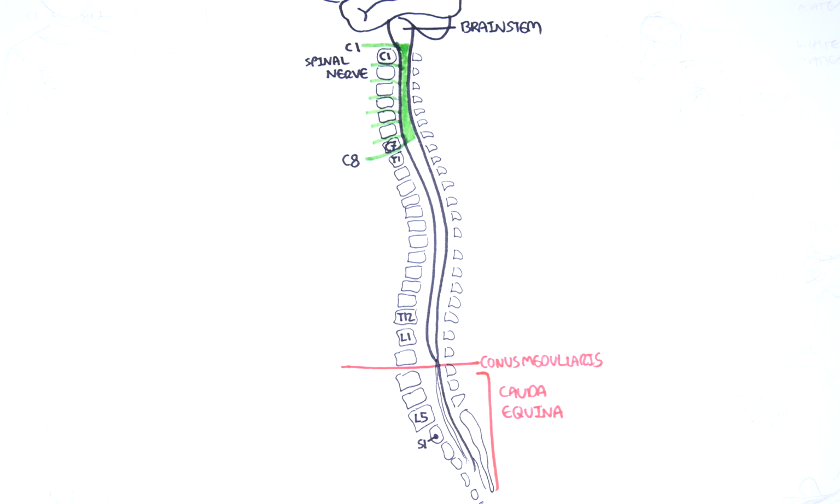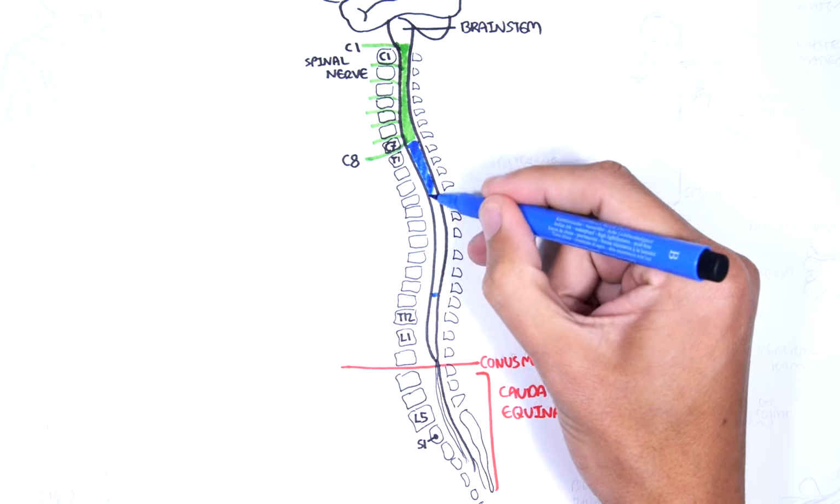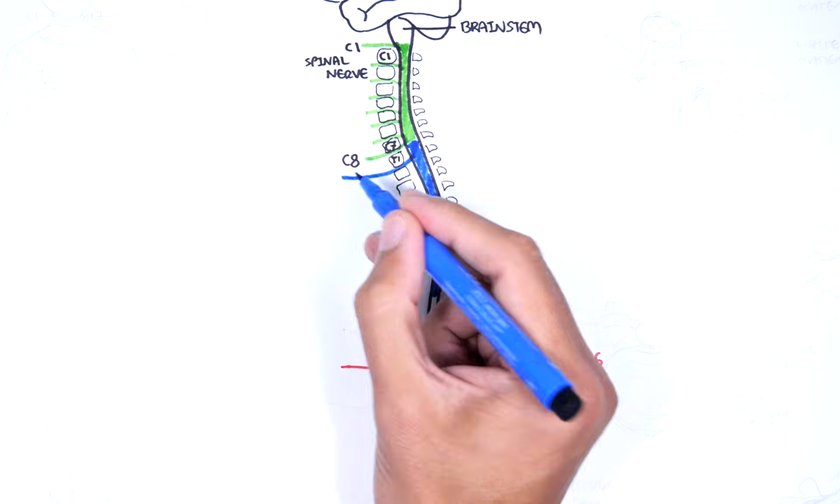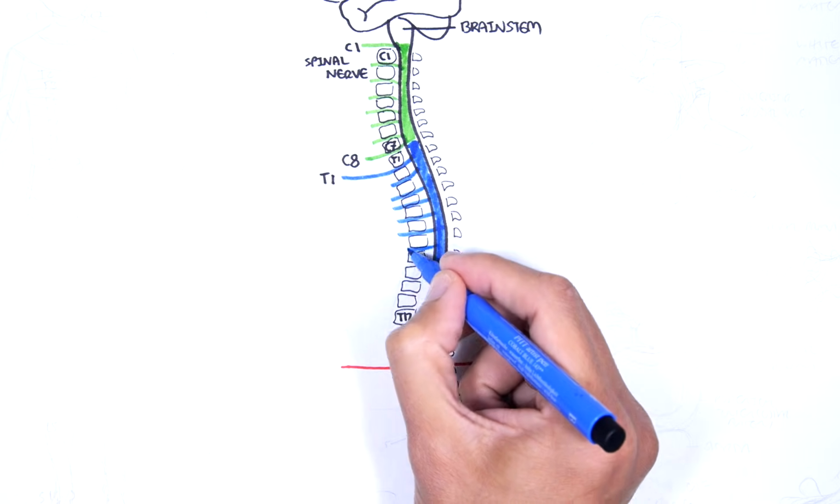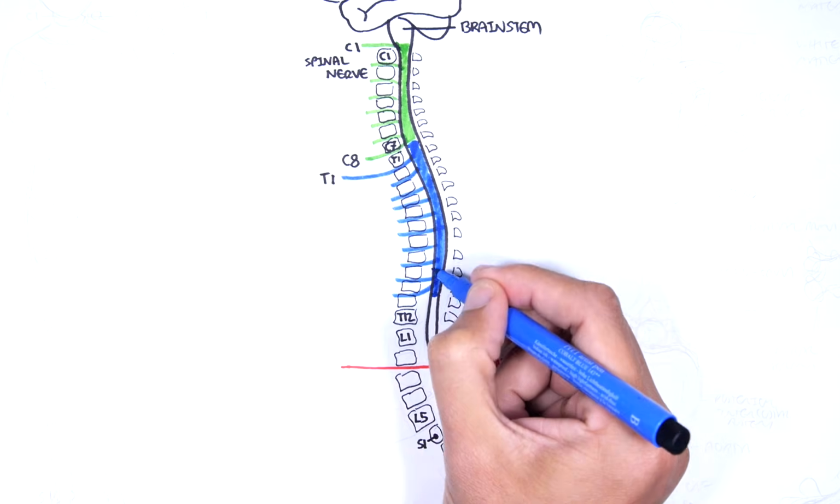The thoracic spinal cord is here in blue, and it has 12 pairs of thoracic spinal nerves. The thoracic spinal nerves exit below their corresponding vertebrae. T1 exits below the T1 vertebra. T12 exits below the T12 vertebra.